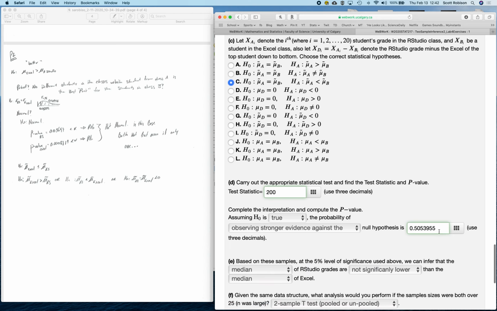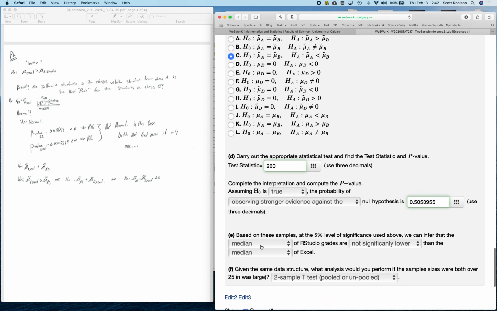And so then here the p-value is large, saying I'm going to fail to reject, so it doesn't look like the Excel group was able to outperform the RStudio group. They are either similar or perhaps the RStudio group outperformed the other group. So here, one thing to make sure that you realize that you're doing is you're not testing means in the Mann-Whitney, you're testing medians. So because I've done Mann-Whitney, I can infer that the median of RStudio is not significantly lower than the median of Excel.